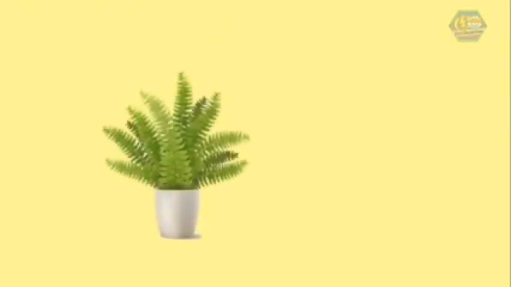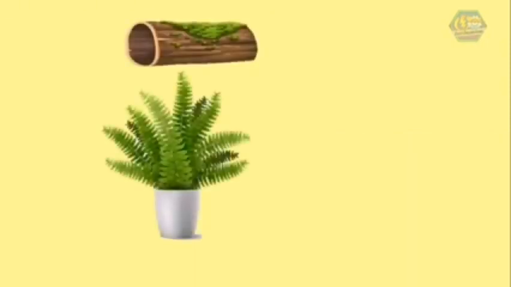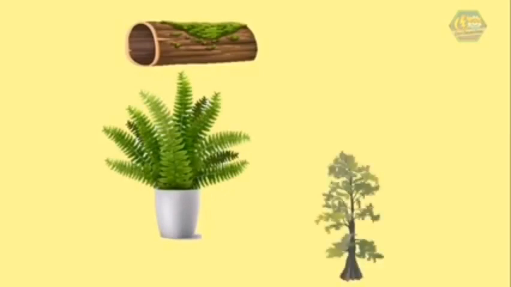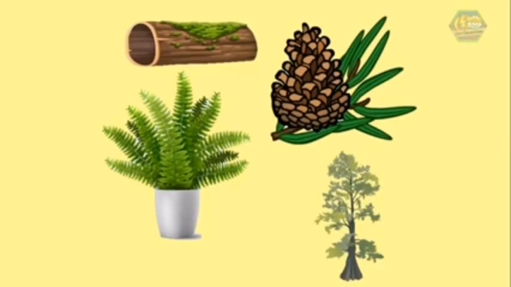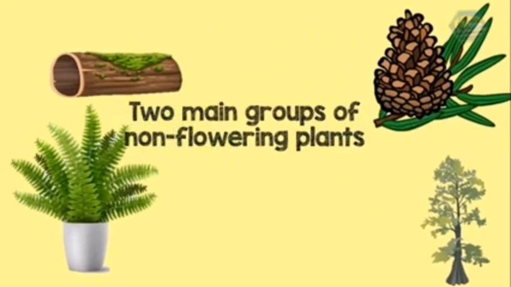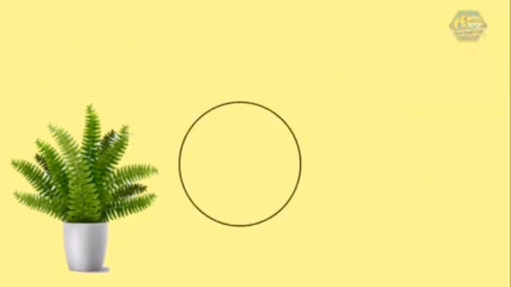There are many kinds of non-flowering plants, but it's obvious that they don't have flowers or fruits. So how come there are still so many of them? Now let's classify this into two main groups of non-flowering plants. First group are those plants that use spores to reproduce.